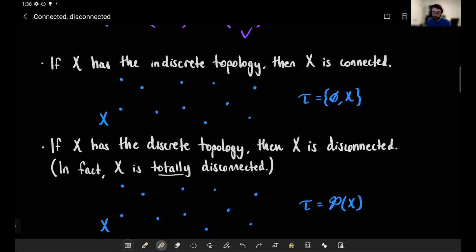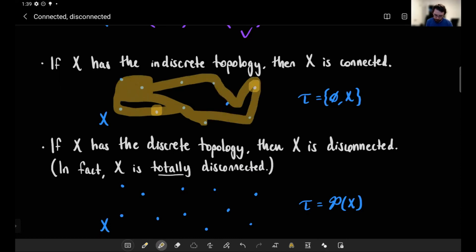I mean, if you tried to form a disconnection, what would you have to do? You'd have to say, okay, given this point and this point, maybe try to find some open sets disconnecting them. But guess what? The only open set containing either of those points is everything. So you can't disconnect it. They're all glued together inextricably.